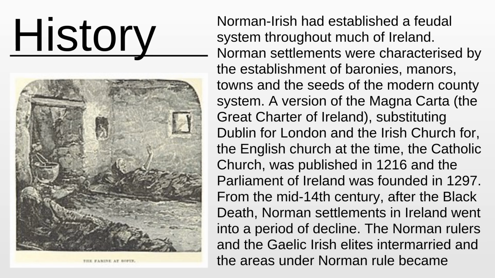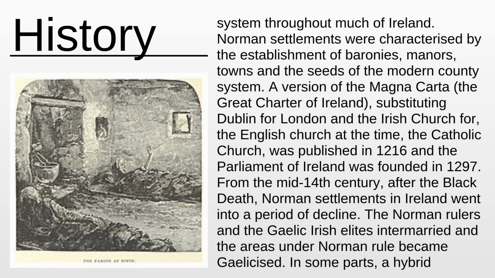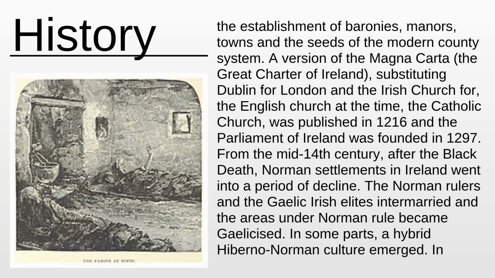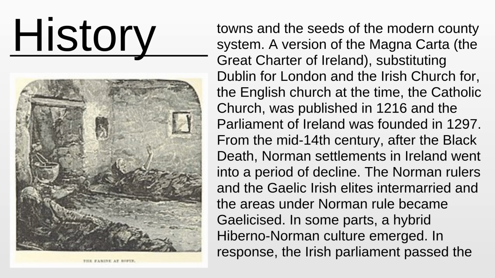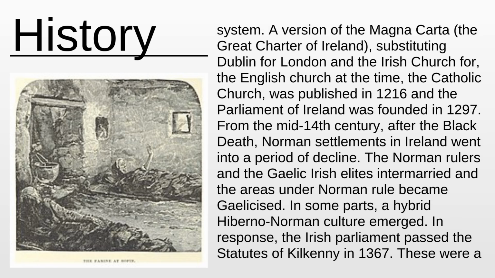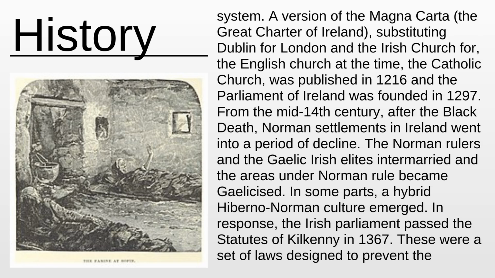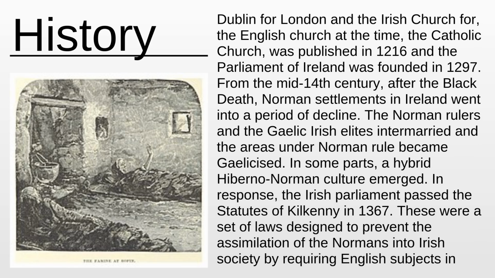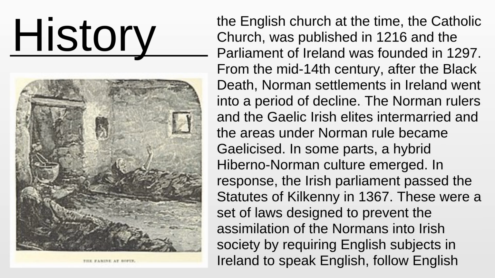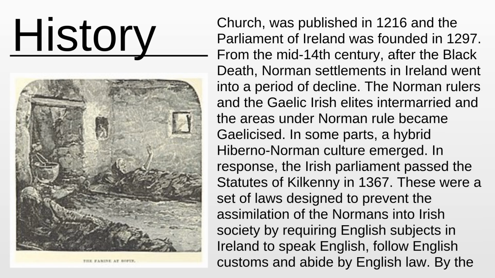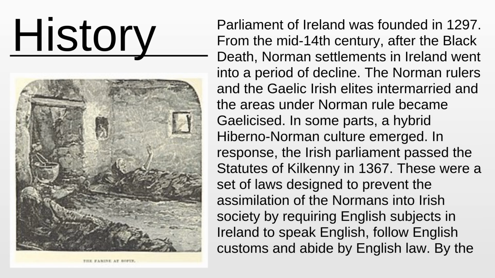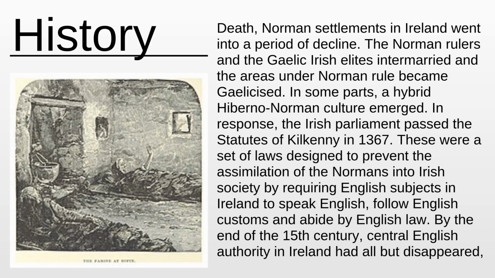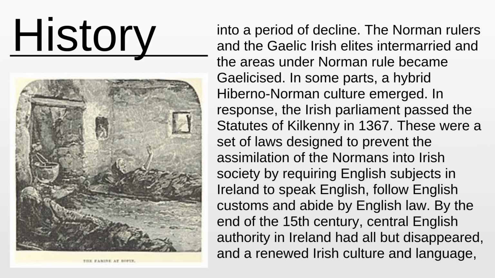A version of the Magna Carta, the Great Charter of Ireland, substituting Dublin for London and the Irish Church for the English Church at the time, the Catholic Church, was published in 1216 and the Parliament of Ireland was founded in 1297. From the mid-14th century, after the Black Death, Norman settlements in Ireland went into a period of decline. The Norman rulers and the Gaelic Irish elites intermarried and the areas under Norman rule became Gaelicized. In some parts, a hybrid Hiberno-Norman culture emerged.